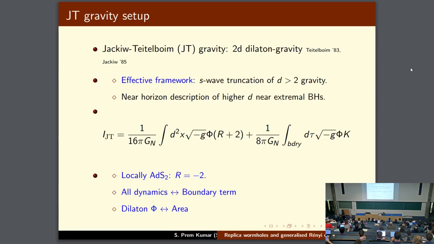Now, the equation of motion for the dilaton sets R equals -2, so the geometry is always locally AdS2. This phi acts like a Lagrange multiplier, so all the dynamics of the theory is actually contained in the boundary term. And the dilaton in this theory plays the role of the area.